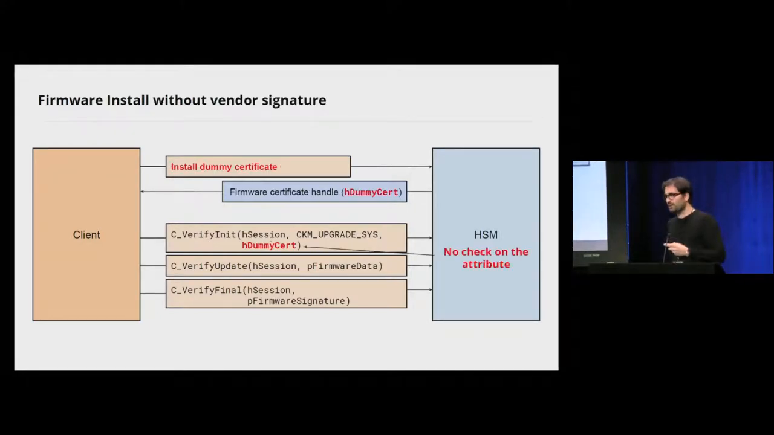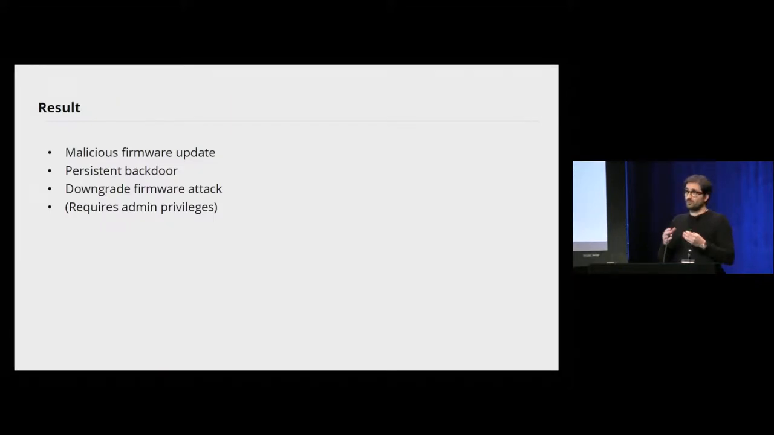But actually, there's a logical bug here. When the client sends the firmware data with a certificate, the HSM never checks that the attribute is present on the certificate object. So you can install any dummy certificate and provide a handle to that certificate along with the firmware data to bypass the firmware signature check on the HSM. So you can actually load any firmware on the device. To be able to do that, you have to be admin, but with the previous vulnerabilities I explained, you can be admin. From there, you can install a persistent backdoor on the firmware.